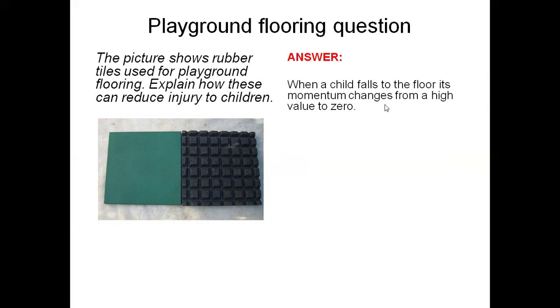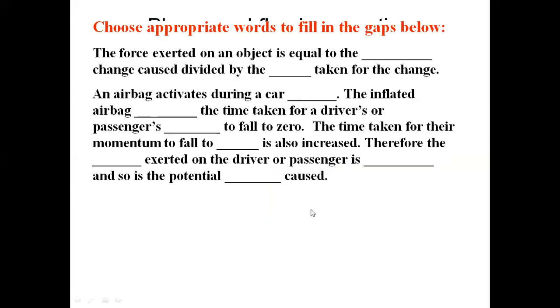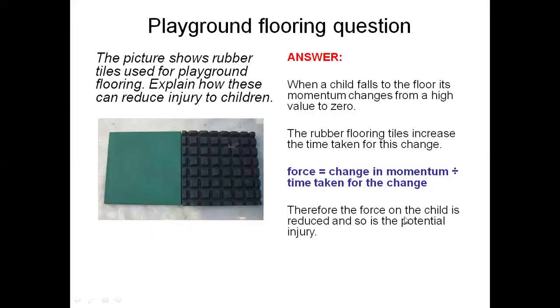When a child falls to the floor, its momentum changes from a high value to 0. Okay, and he comes to rest slowly, so the time will increase. Increase the time taken for this to change. So force is equal to change in momentum, final momentum minus initial momentum, over time. Time is longer means force is smaller. Okay, force acting on the child is reduced.